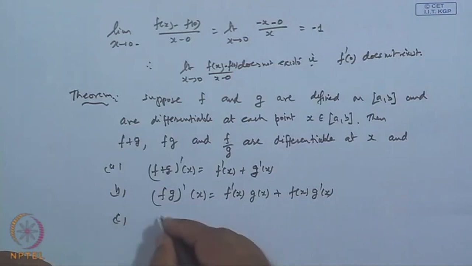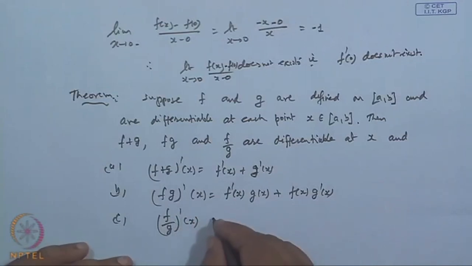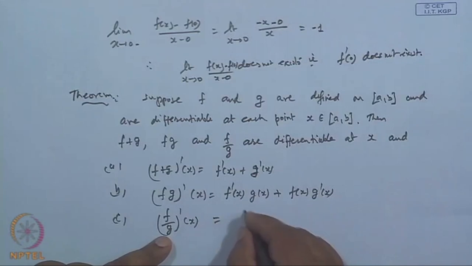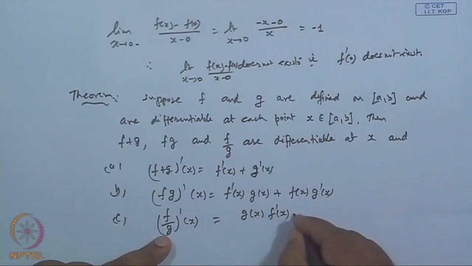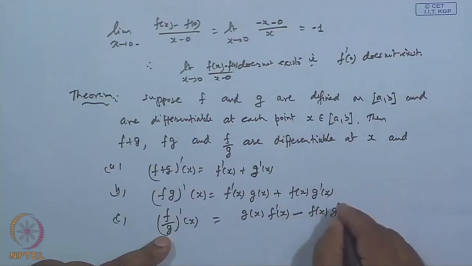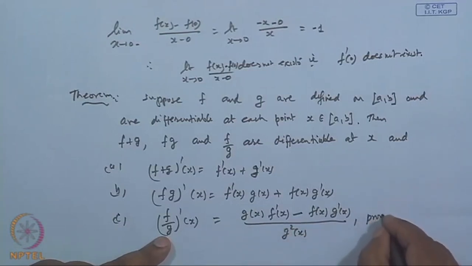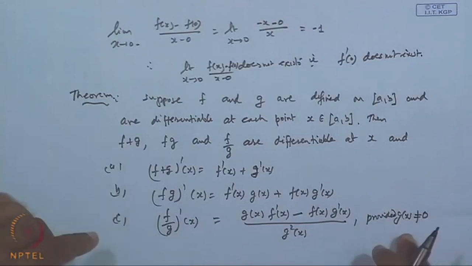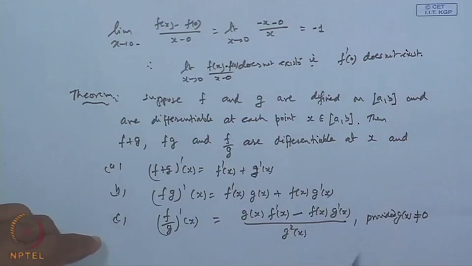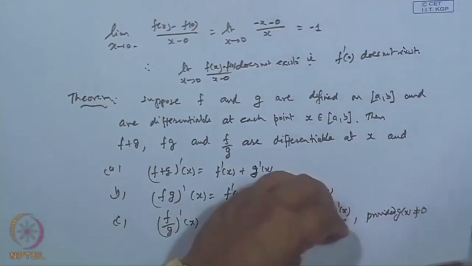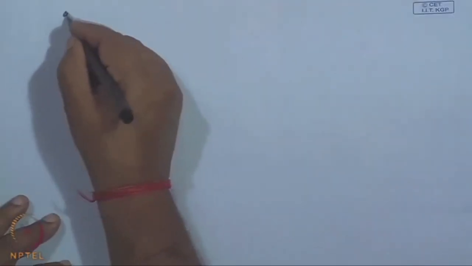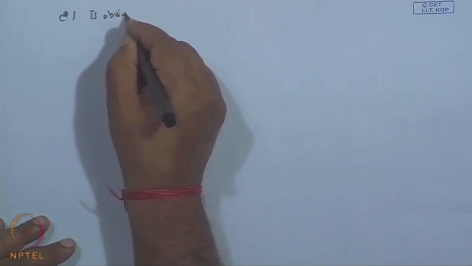Similarly, the derivative of the ratio of two differentiable functions at a point x is the denominator g(x) into the derivative of the numerator f'(x), minus the numerator into the derivative of the denominator, divided by the square of the denominator, provided the function g is not 0 at any point where differentiability is tested in this interval. So let us see the proof. Part A is obvious, it follows directly from the definition.